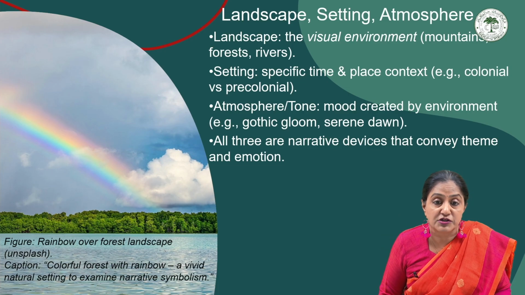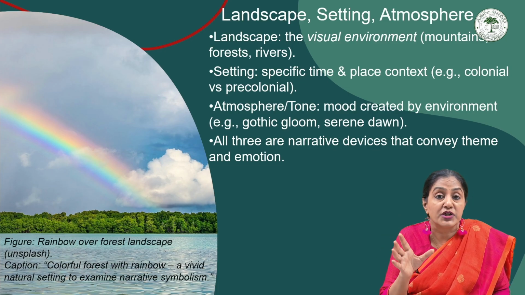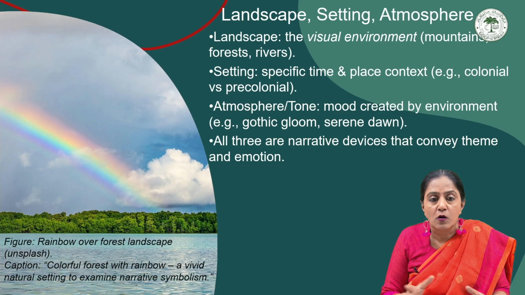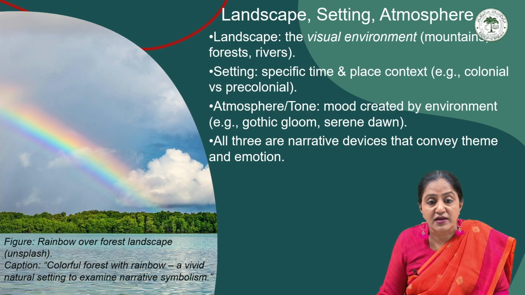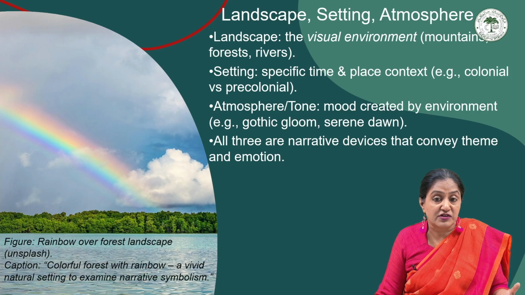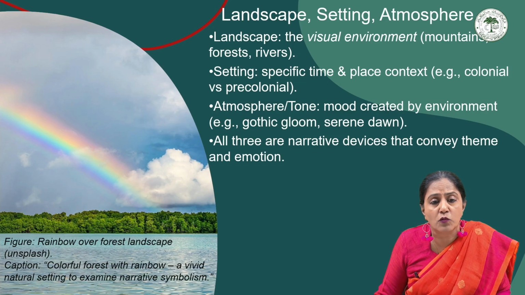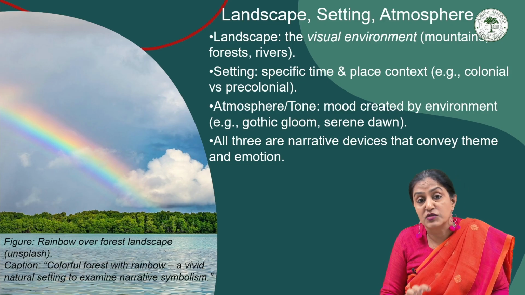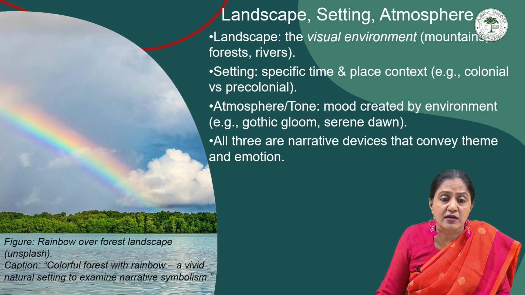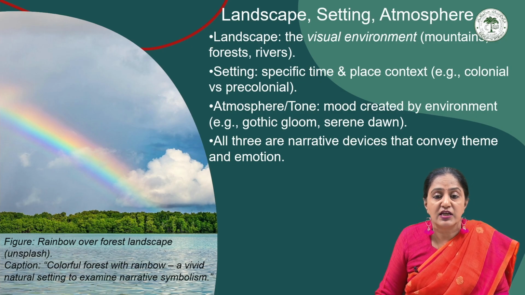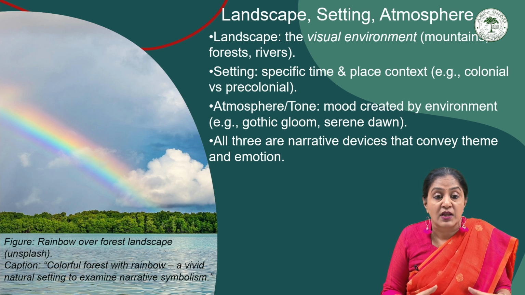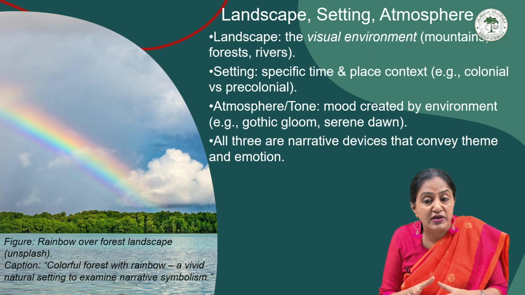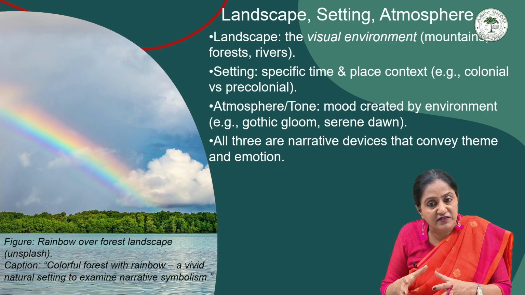In Gothic literature, dark forests, ruined castles, and stormy weather often generate feelings of fear and uncertainty. In Romantic literature, mountains, rivers, and forests frequently evoke wonder, awe, and spiritual transcendence. Indian literary traditions similarly employ environmental imagery to generate emotional states associated with ras. Nature therefore functions not only descriptively but affectively.